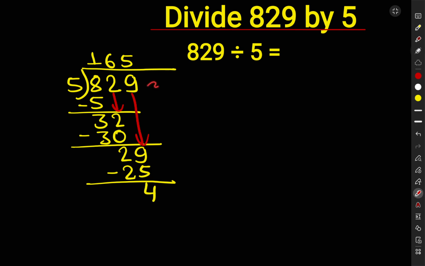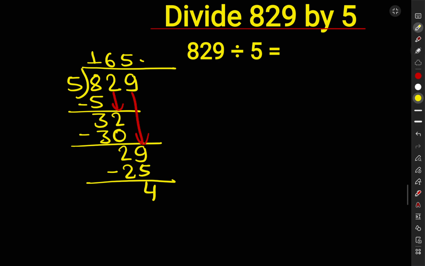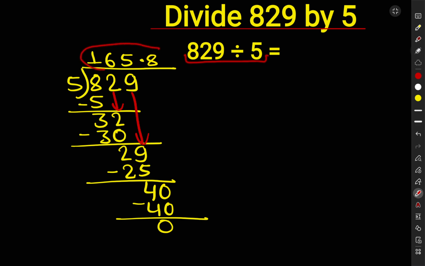So now we have no other number to put down. So we put a decimal here and put 0. So it is 40 and 5 times 8 is 40. On subtracting we get 0. So 829 divided by 5 is 165.8.